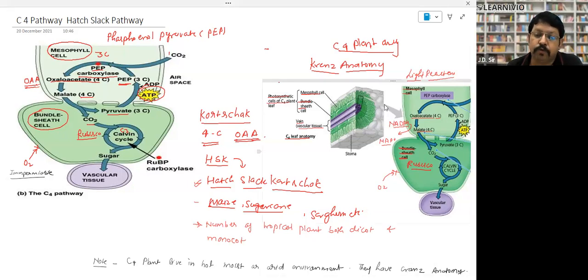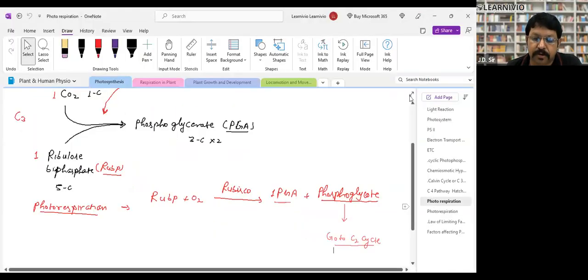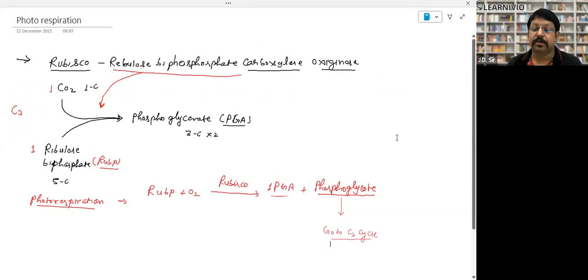So the next thing is photorespiration. This is a bit complex cycle. What is photorespiration? This is a loss. It takes place only in C3 plants. I have already explained Rubisco, that is ribulose bisphosphate carboxylase oxygenase. Normally, RuBP takes one carbon dioxide and makes two molecules of phosphoglycerate, 2PG, right? Normally this happens.